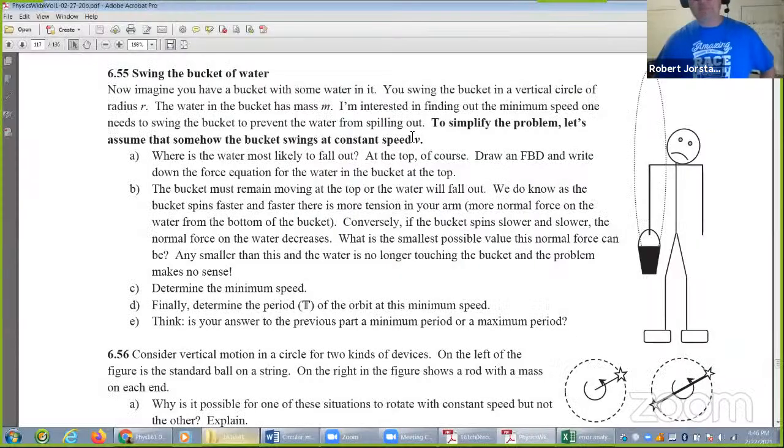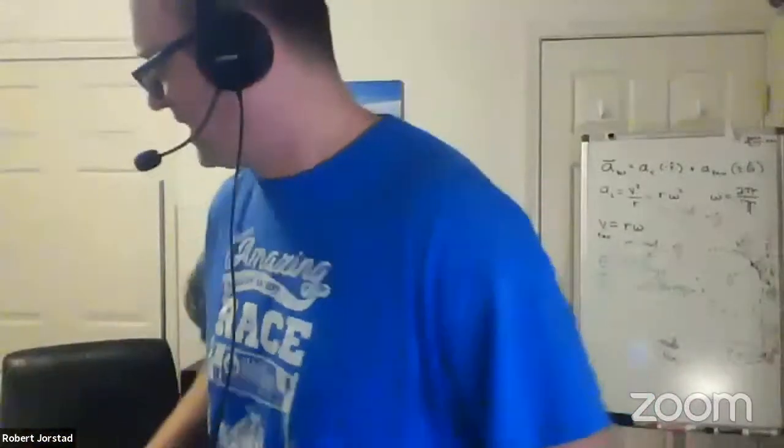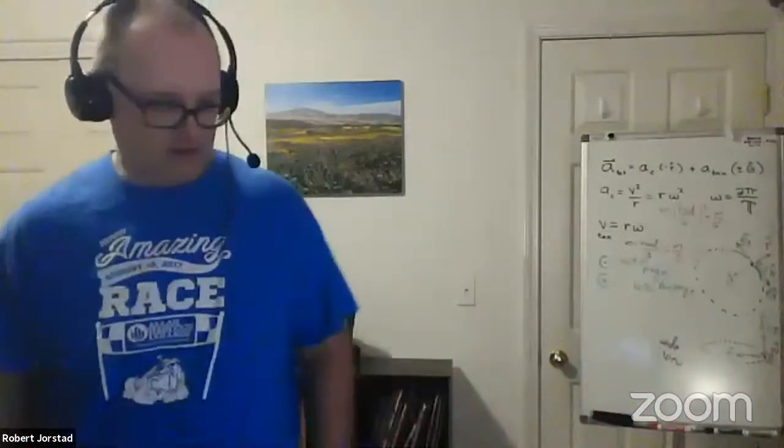All right. So to simplify the problem, we're going to assume it swings at constant speed. Is that a good assumption? That's a big assumption to make. Where'd that ball on a string go? Here it is. I just want to show you that this is actually somewhat reasonable under certain circumstances.